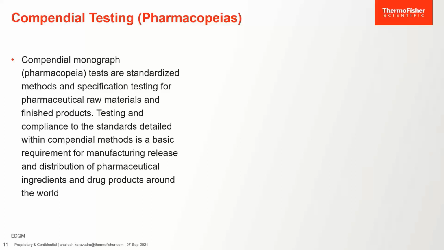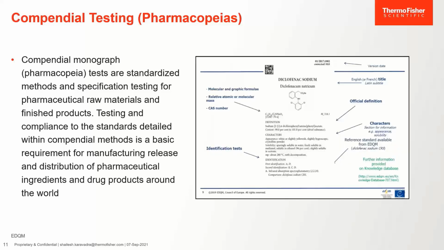Various pharmacopoeias exist in the world. We all know about it: US Pharmacopoeia, British Pharmacopoeia, Japanese Pharmacopoeia, Chinese Pharmacopoeia, European Pharmacopoeia. And they define a way to test an article or a final product. Here is an example of what is involved when you have diclofenac sodium: what you have to test, which test you have to do, for example, identification test, and what sort of analytical instrument you have to use.